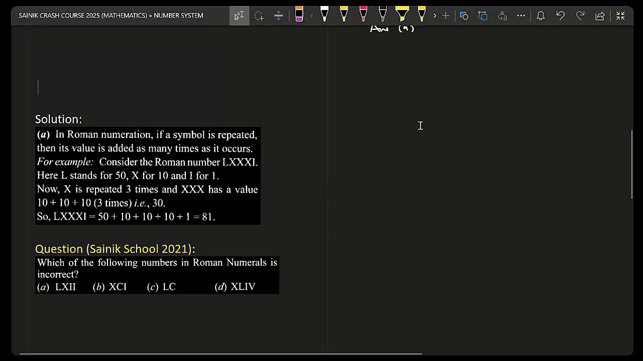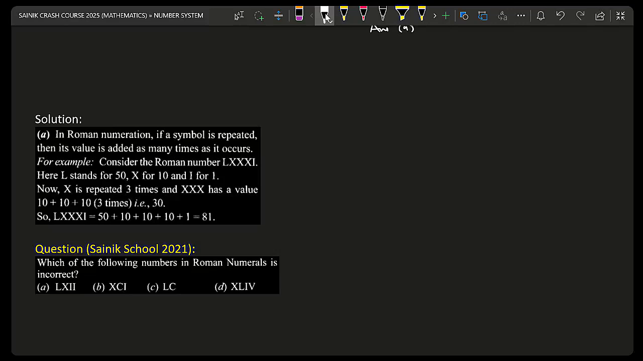Anvita, you want to answer? Sir, LC. LC is wrong. Why? Reason. Sir, LC is not a Roman numeral, sir. Why is it not a Roman numeral? Sir, because L is 50, C is 100. Okay, 100 minus 50 is 50, correct only now.